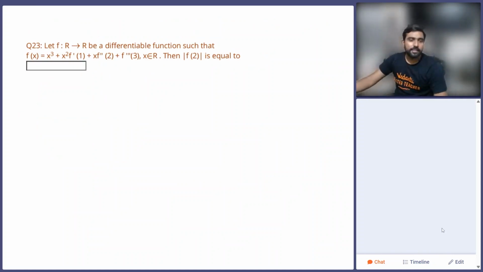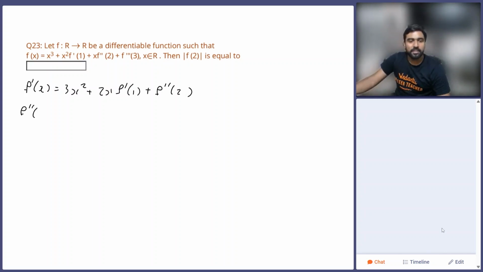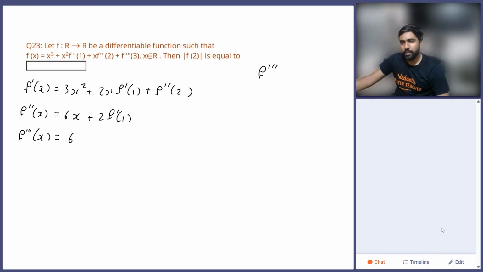Here we go. What do we have next? This type of questions are always very easy. Just keep on differentiating. So if you differentiate it once, you will get f dash of x is equal to 3x square plus 2x into f dash of 1 plus f double dash of 2. If you differentiate it once again, you will get f double dash of x is equal to 6x plus 2 into f dash of 1. When you differentiate it once again, f triple dash of x will be directly equal to 6. So from here, I got one value, that f triple dash of 3 will be equal to 6.